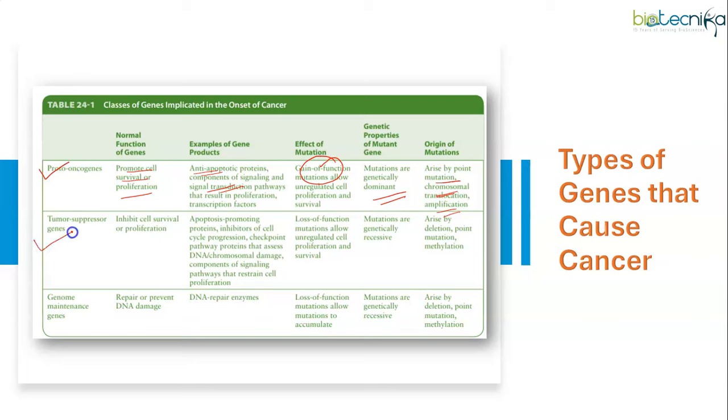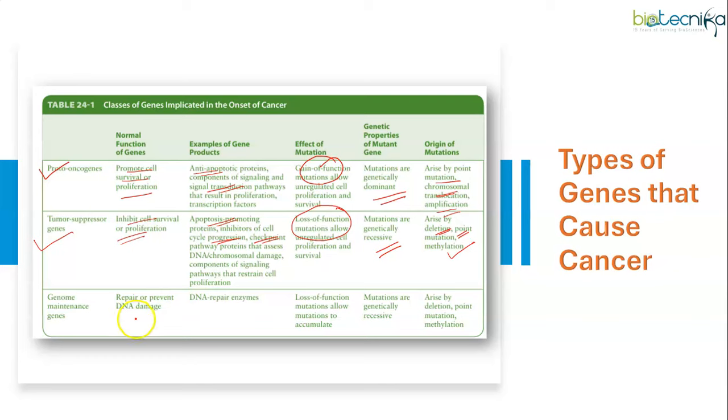Second is tumor suppressor genes. As the name indicates, they inhibit cell survival or proliferation. That means unnecessary genes. Examples include apoptosis promoting genes, inhibitors of cell cycle progression, checkpoint pathway proteins, etc. And these genes will undergo loss of function mutation in order to convert into oncogenes. So mutations are genetically recessive and they arise by deletion, point mutation or maybe methylation.